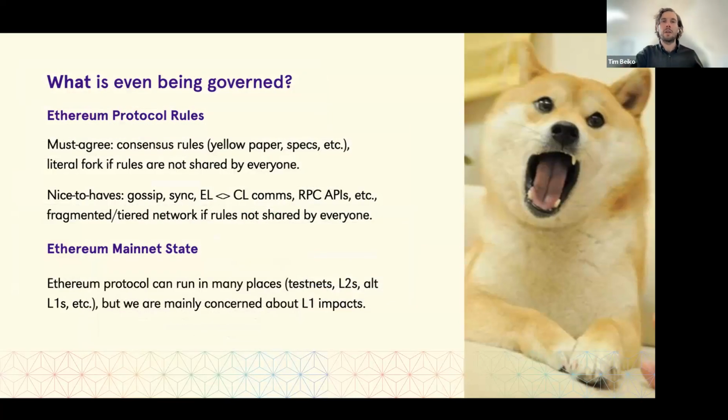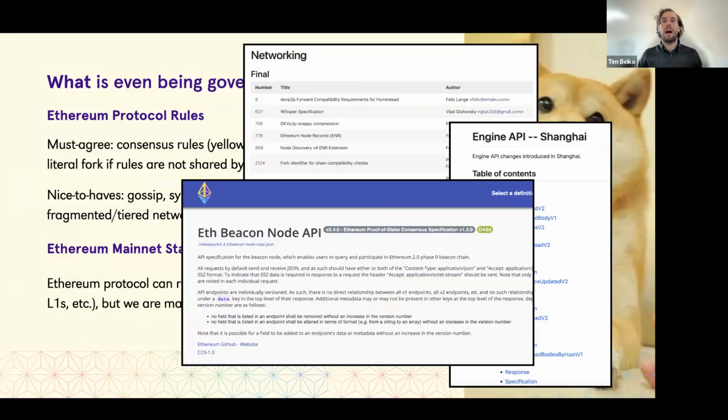And then we have this other set of specs, which are more nice to have, which discuss how nodes interact with each other. So things like the networking layer, things like the APIs that are exposed to users, or how consensus and execution layer nodes communicate with each other.